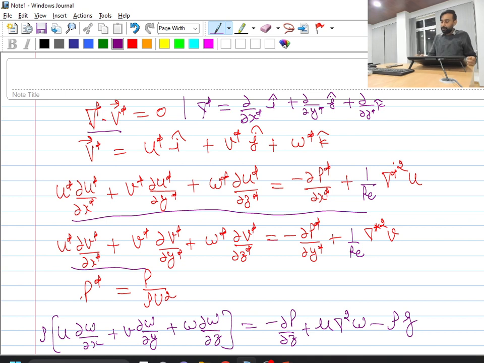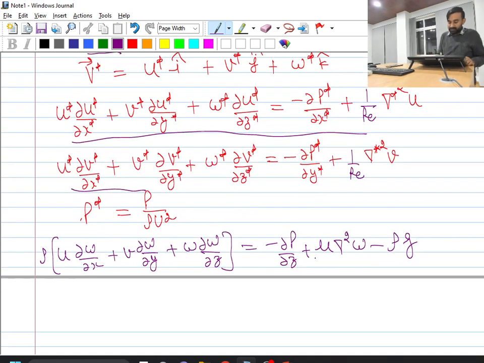Up to the viscous term, my z momentum equation is identical to the x and y momentum equations, but I have one additional term in the z direction, which comes because of gravity. This appears as a body force term. Once this additional term appears in my governing equation, I also have to non-dimensionalize this term as well.